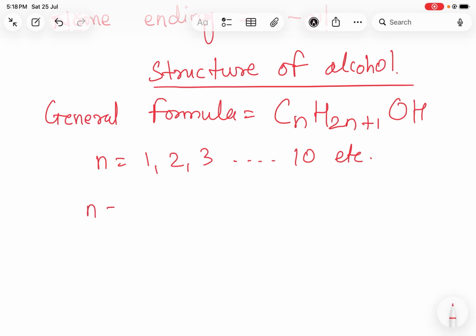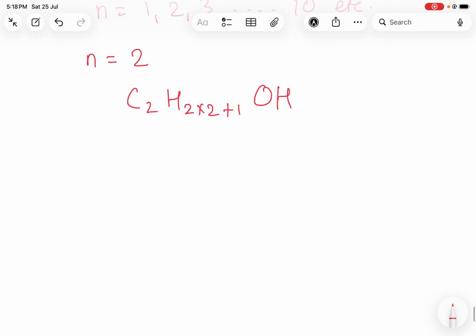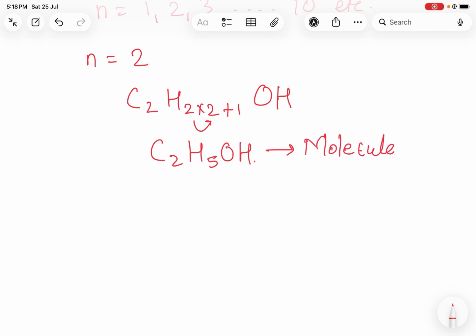So 5 is the maximum, you should know how to draw. I'll put n equal to 2. So C2H(2 into 2 plus 1)OH. So it becomes C2H5OH, 2 into 2 is 4 plus 1 is 5. This is my molecular formula.